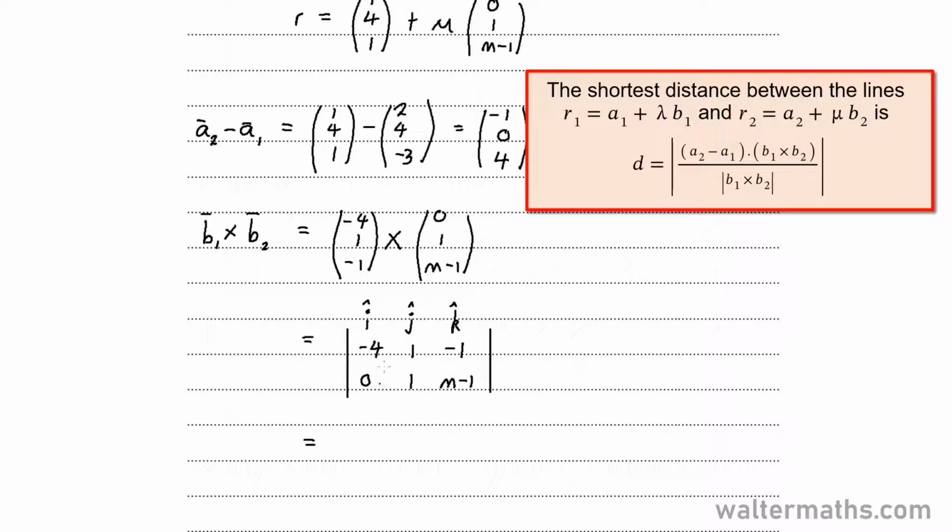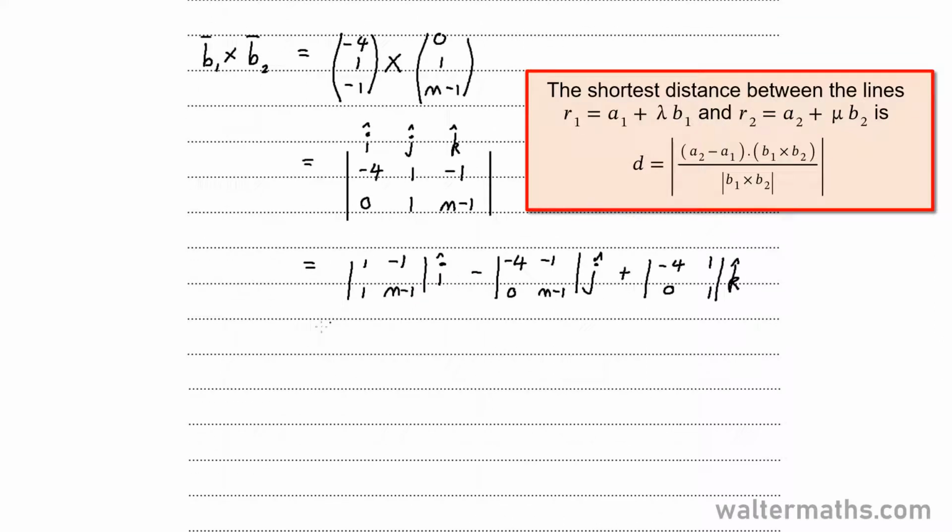So this is going to be equal to, closing out i, we'll be having 1 minus 1, 1, and m minus 1, and that's i, and it's going to be minus, and closing out j, we'll be having minus 4, minus 1, 0, and m minus 1 remaining. So that's j. And for the last one, we close out k. So that will be plus, and we'll be having minus 4, 1, 0, 1, and that's k.